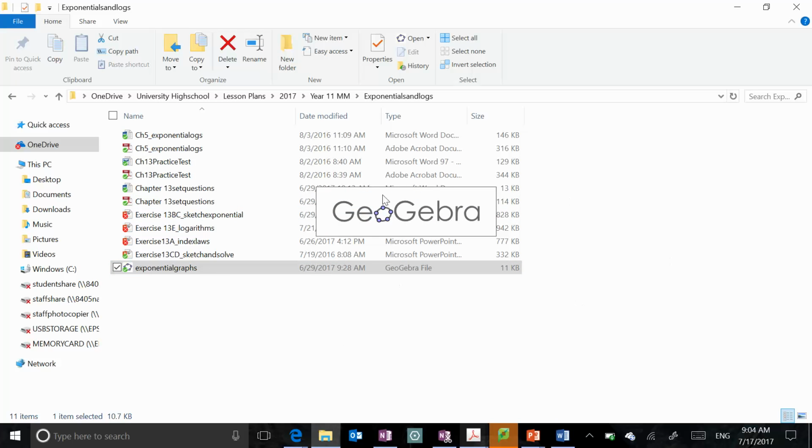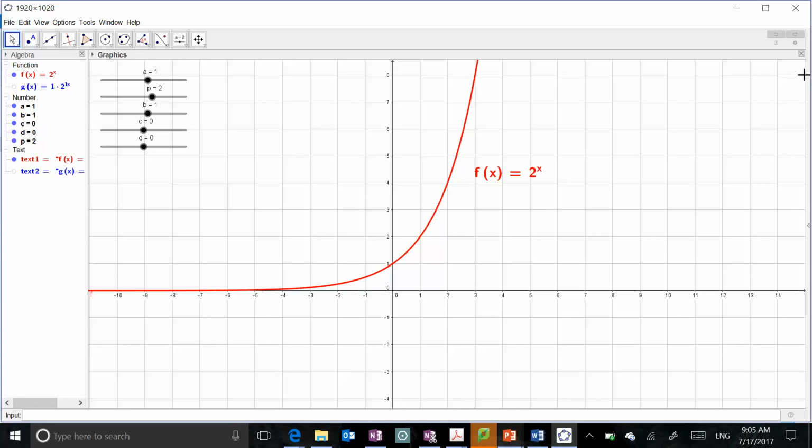Bam, bam, bam, bam. GeoGebra. All right, here we go.